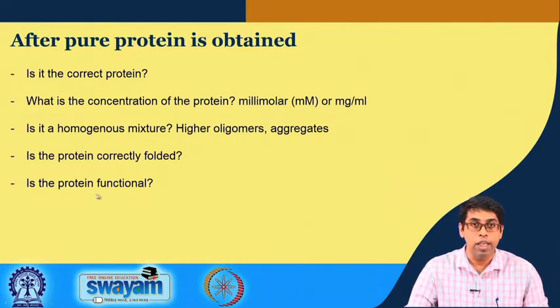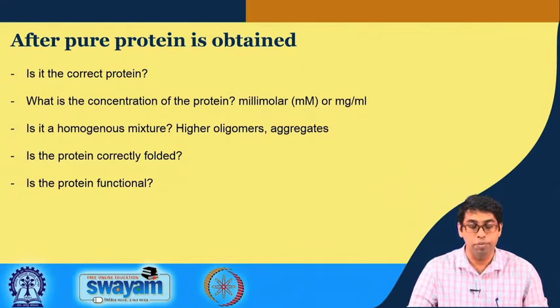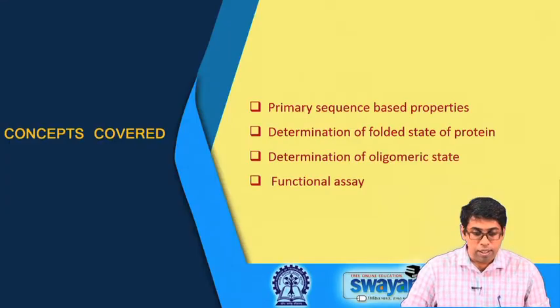And finally, we have to determine whether the protein is functional. That will be based on some assays. If it is an enzyme, we will have to do enzyme assays. If it is a ligand binding protein, we will have to design ligand binding assays to ascertain that the protein is correctly folded and the protein is functional.